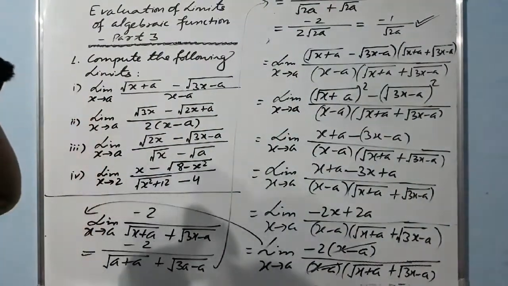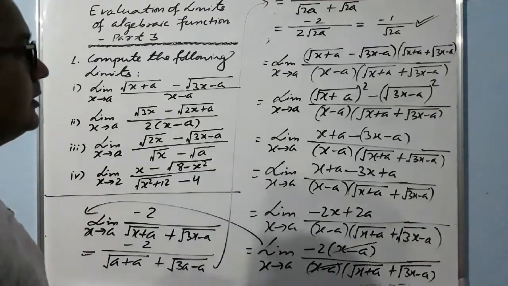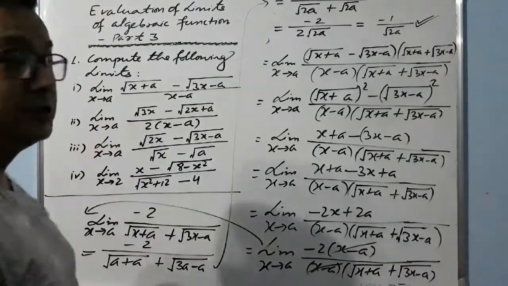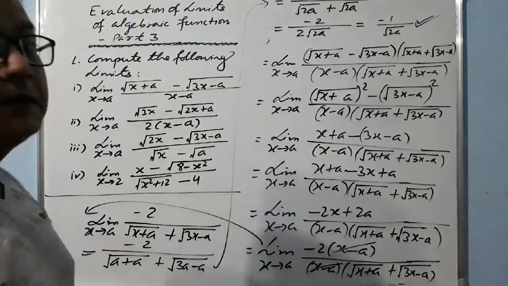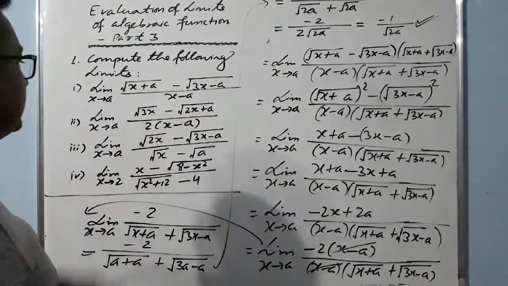This way we can find the limit of a function. Okay, everybody? So I think you fully understood how to find the limit of this type of function. The function has a radical sign; these are called radical signs. The second one is also the same.